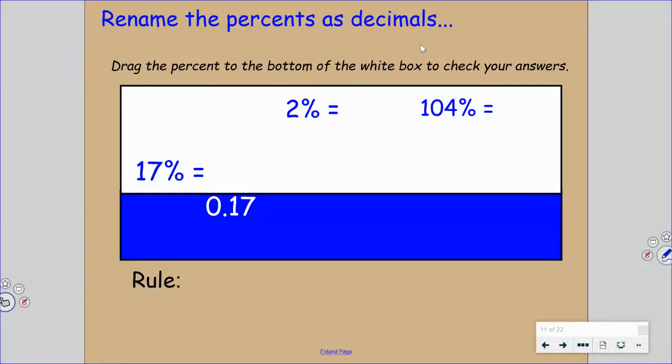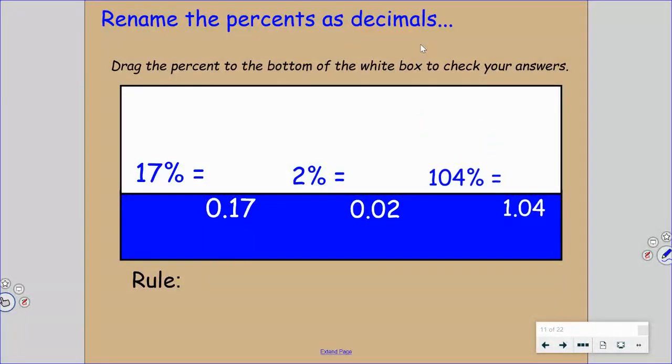17%, 17 out of 100, 17 hundredths. 2%, 2 out of 100, 2 in the hundredths place. 104%, 104 out of 100. So that means 1 whole and 4 hundredths. And now you can see how that breaks up a little better.